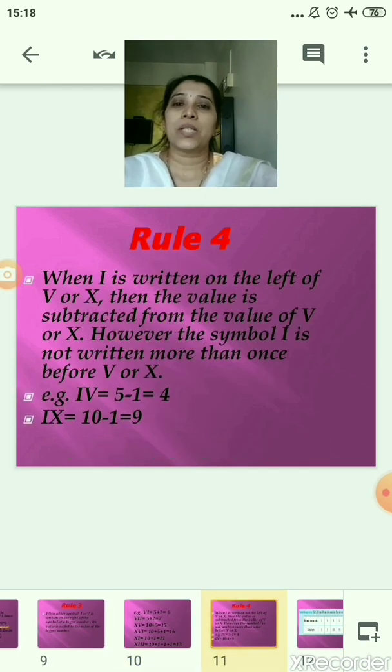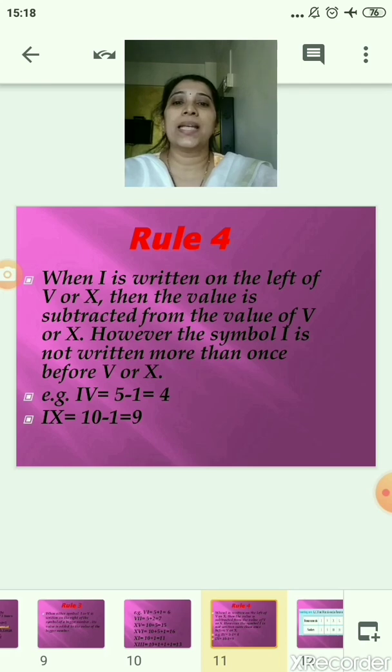Now let us go to rule number 4. Rule number 4 says that when I is written on the left of V or X, then its value is subtracted from the value of V or X. However, the symbol I is not written more than once before V or X. For example, the symbol for 4 is 5 minus 1 is equal to 4.